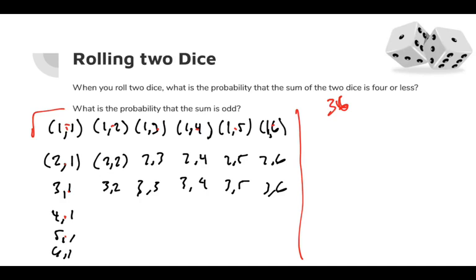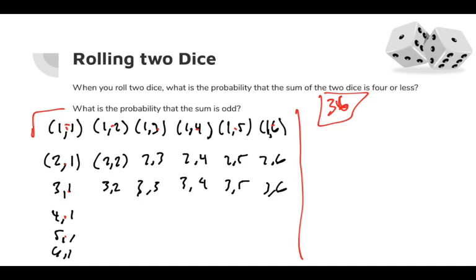So 36 possibilities, right? And that's important when you're dealing with statistics. We have to know our number of possibilities. Okay, so that's the first thing we need. Then the second thing we want to look at is, well, which are all of the possibilities that even meet the criteria we're looking at, right?